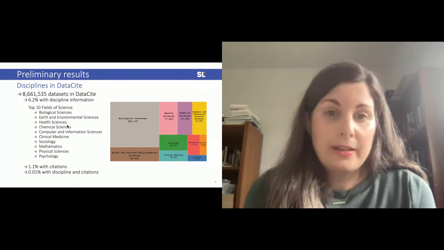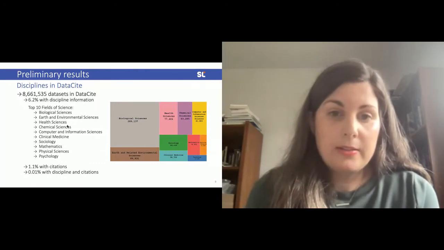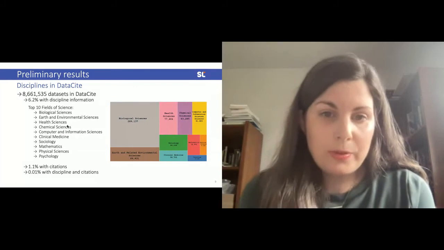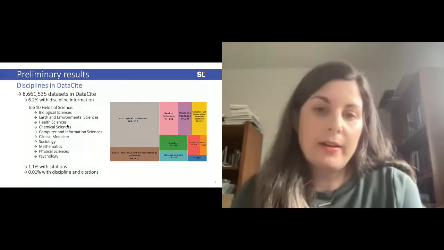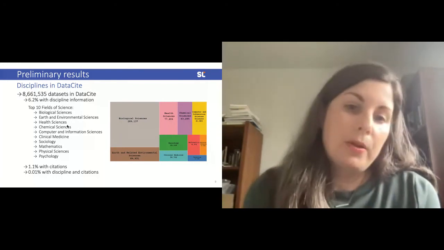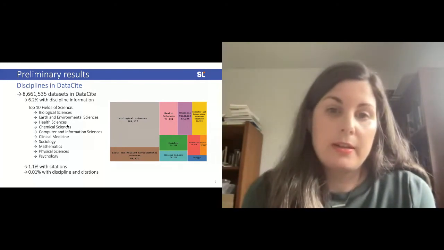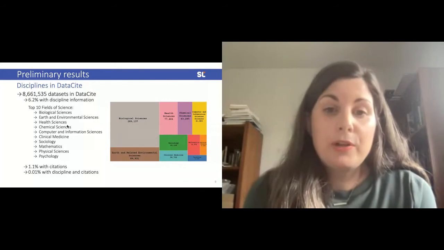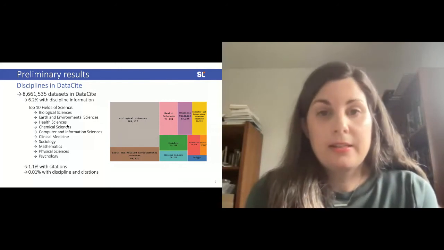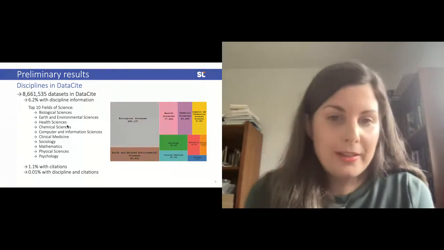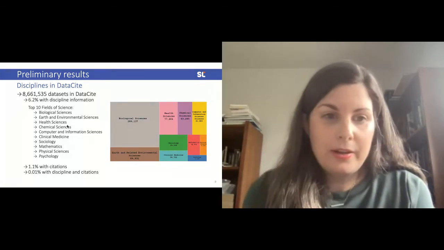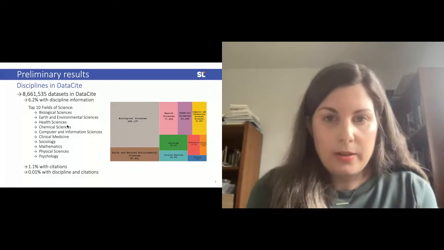And then if we look at how many of the data sets and DataCite records actually get citations, which is what we want to use as a way of showing data sets have been used and are useful to others, only 1.1% currently have citations. And if we combine those, data sets that have both discipline information and citations, we're at 0.01%.